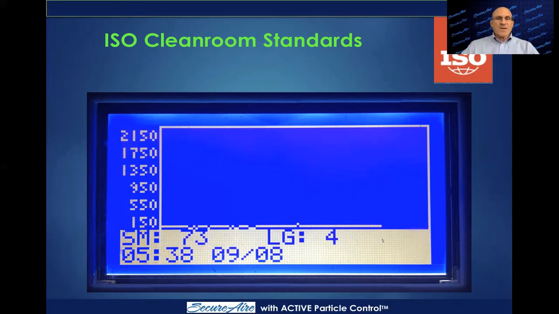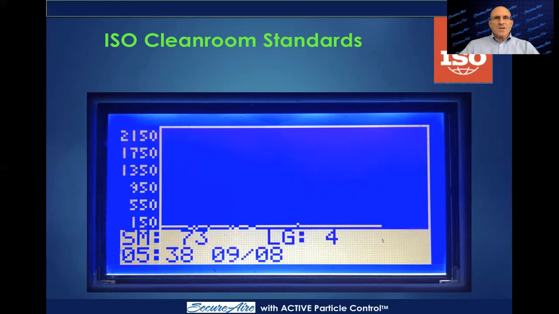And I had a laser particle counter measuring particles at 0.5 microns in size. You can see that in the lower left-hand corner, SM for small, 0.5 microns in size. And the chart shows the small reading at 7.3, meaning 7,300 0.5 micron size particles in a cubic foot of air. So this is measuring an air sample and calculating the number of particles at that size range in a single cubic foot of air. That's how clean rooms are assessed.